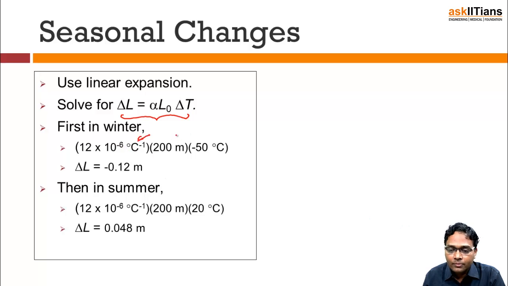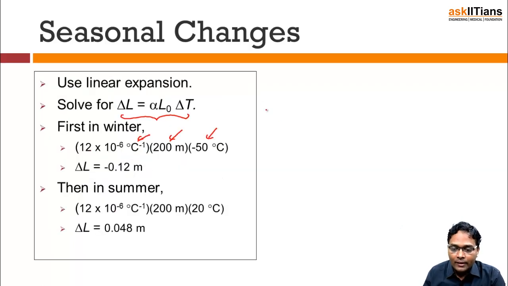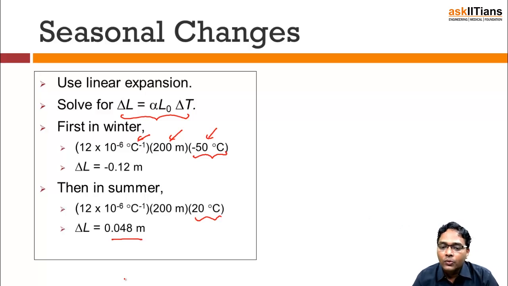Alpha is the linear coefficient of expansion, L0 is the original length that it had, and the temperature is actually this difference. There is one correction, so this should be minus 30 degrees centigrade. From 20 degrees centigrade to minus 30 degrees centigrade, the difference in temperature is minus 50, right? As a result, we have the minus 50 here. So in this case, there is a contraction that's going to take place. In the case of summers, it goes from 20 to 40, so the temperature change is 20 degrees centigrade. So the length change becomes 0.048 meters. So this is what we talk about with the linear coefficient of expansion. Fine.